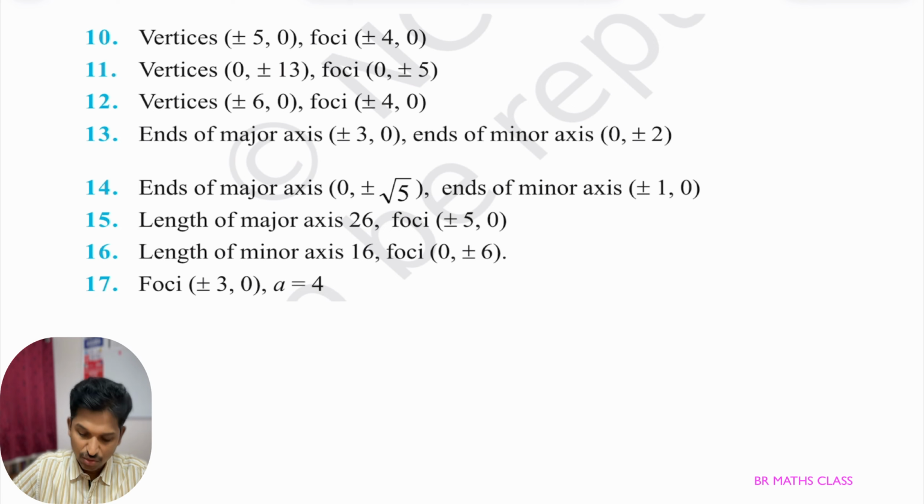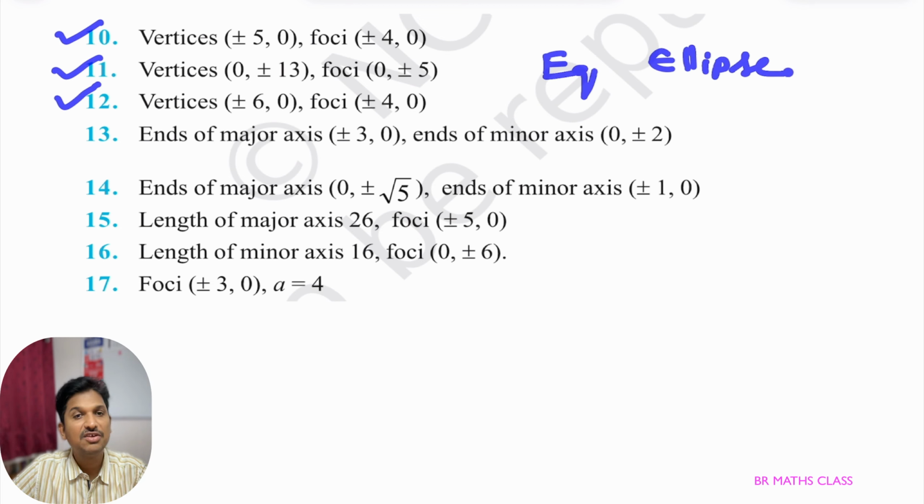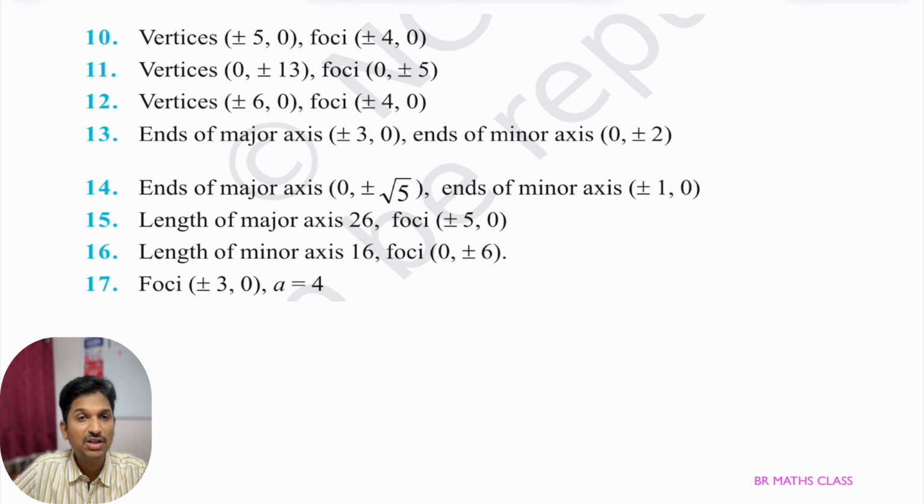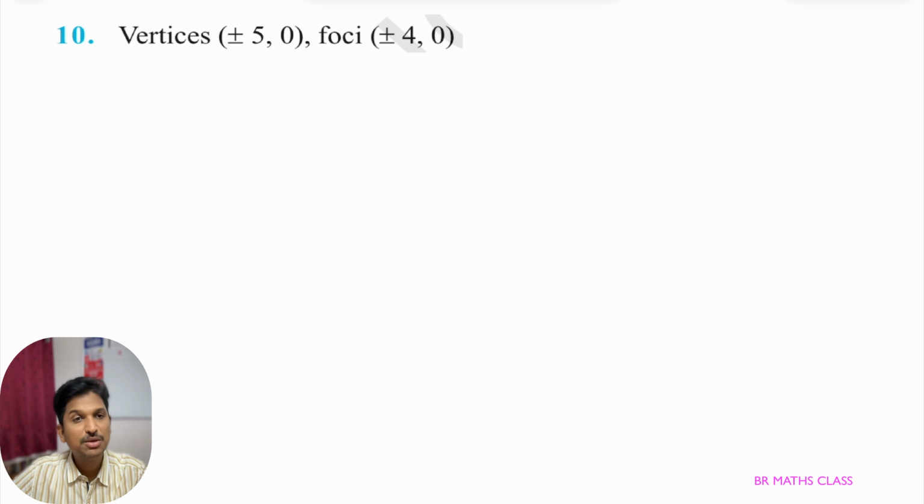Now you observe question number 10, 11, 12. In these 3 questions, they are asking us to find the equation of ellipse. To find the equation of ellipse, what things are given? Vertices given, foci given. Look here, vertices, foci, vertices, foci. When they give vertices and foci, how to find the equation of ellipse? That is what we will learn now. You see this question number 10. They given vertices and foci. They are asking us to find the equation of ellipse.